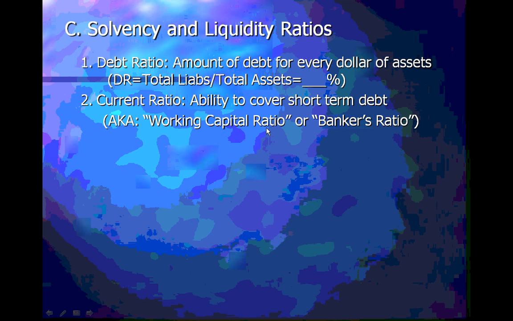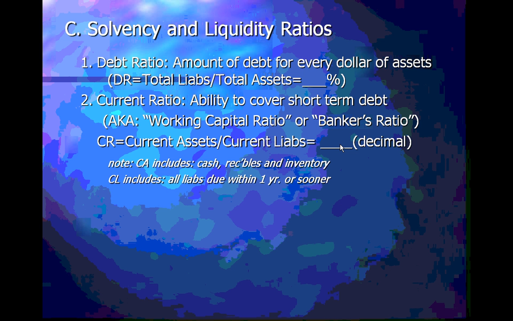Okay, current ratio, a very big and important indicator. It indicates a company's ability to cover their short-term liabilities. It's also known as the working capital ratio or a banker's ratio. Current ratio is simply current assets over current liabilities, usually expressed as a decimal, and you hope it's more than 1. If it's less than 1, that means you've got more liabilities that you're going to have to pay in the next year than you have current assets right now that you can pay it off with.